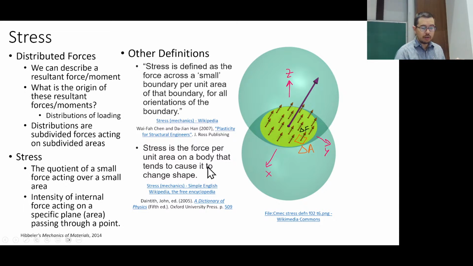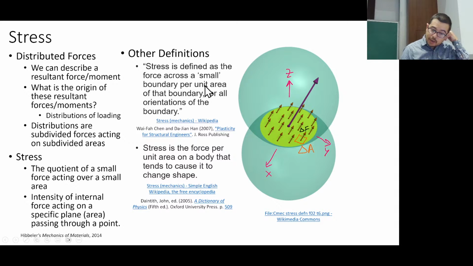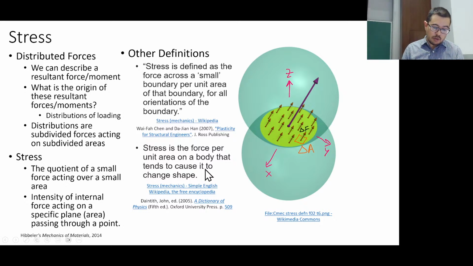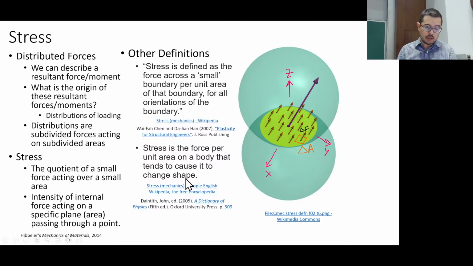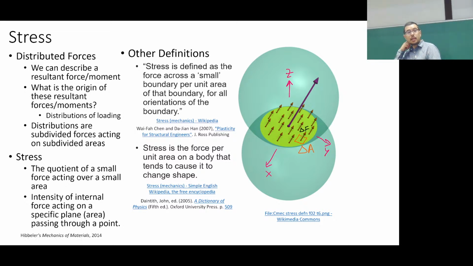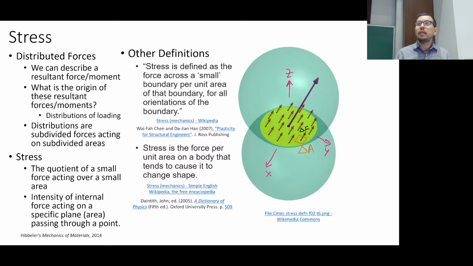And there are all these other definitions if you want. Stress is defined as the force across a small boundary per unit area of that boundary for all orientations of the boundary. Stress is the force per unit area on a body that tends to cause it to change shape. That kind of makes sense. We've been talking about forces on bars under axial loading, and they're going to change their dimension, their extension. Now, any questions on that?